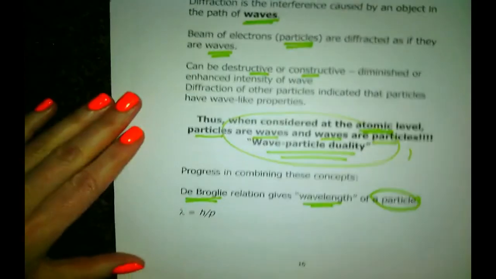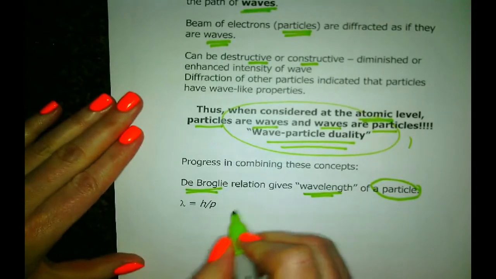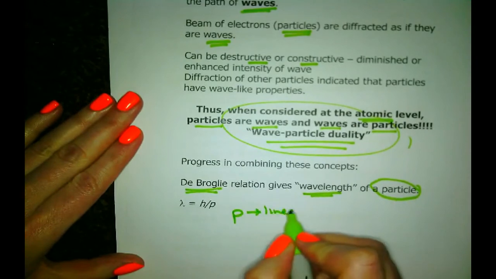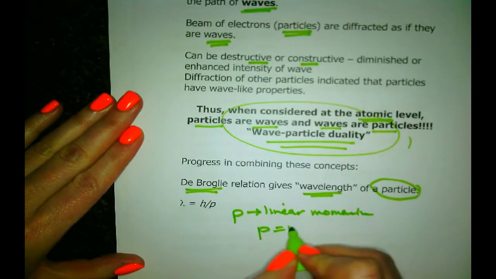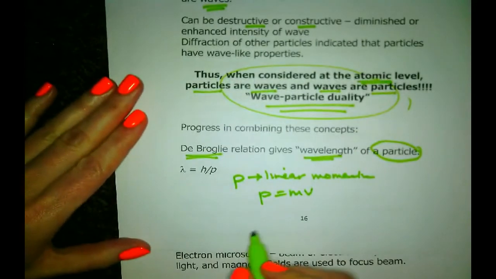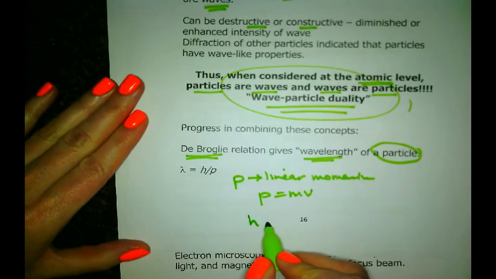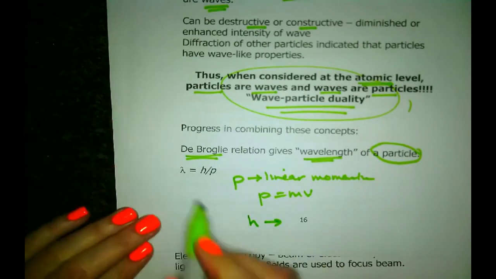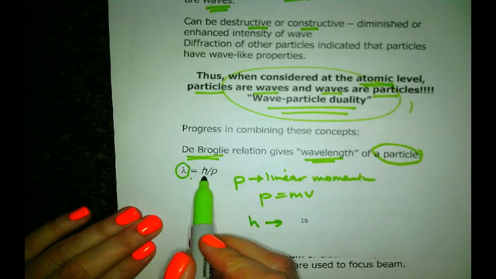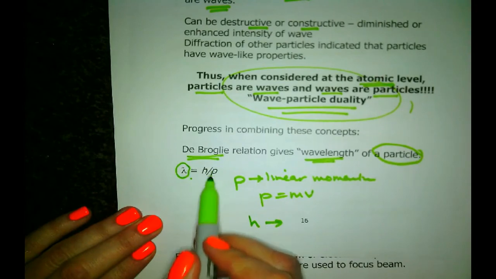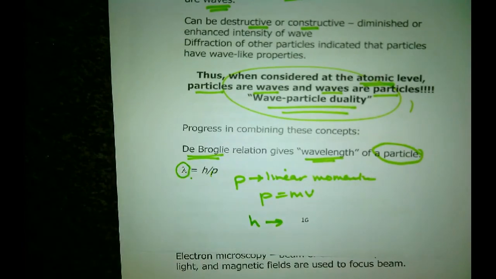So in this equation, p is the linear momentum. So p is m times v, and h is Planck's constant. So the wavelength of a particle is Planck's constant divided by the linear momentum. Now guys, just think about this.